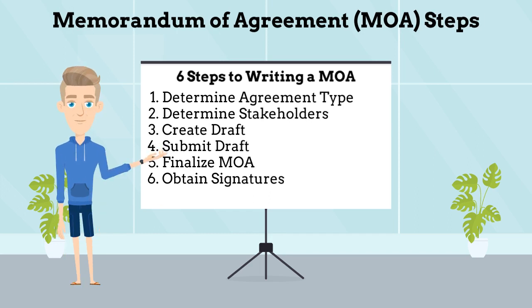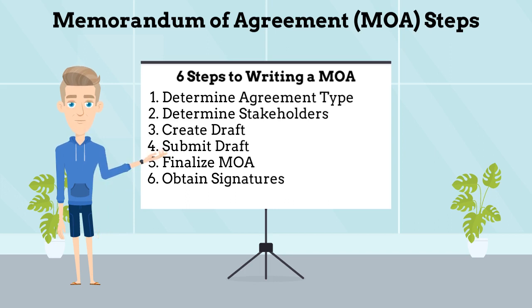There are 6 steps to writing a Memorandum of Agreement. Step 1. Determine the appropriate agreement type. Memorandum of Agreement, a legal document that describes a partnership and agreed-upon objectives. Step 2. Determine the parties involved in developing the agreement. Who needs to sign the MOA and who needs to be a part of its development.